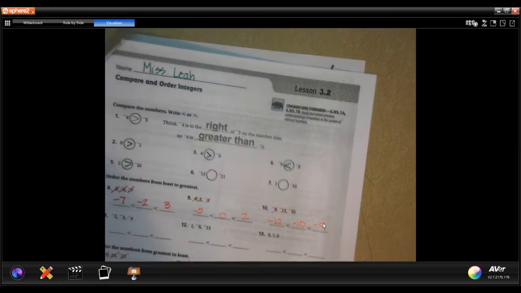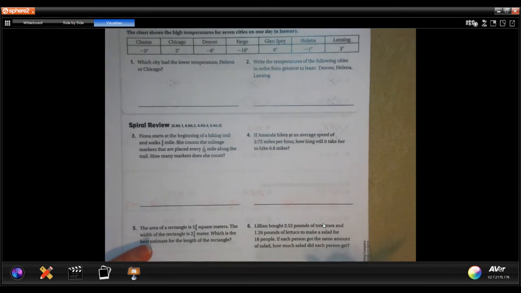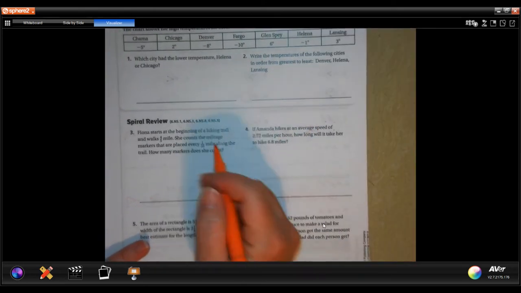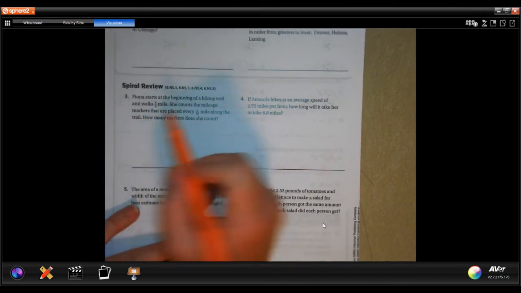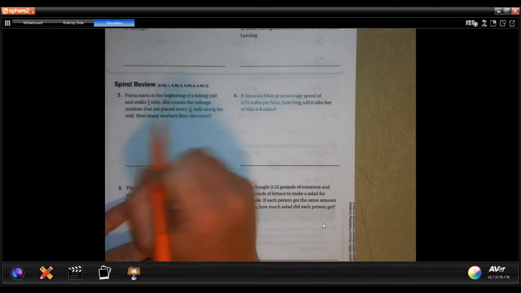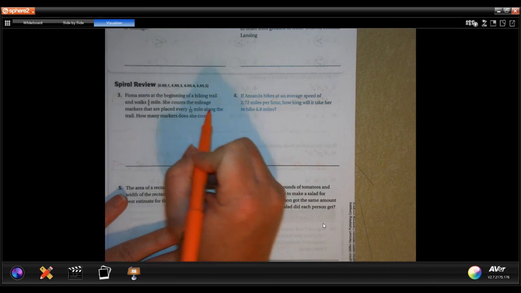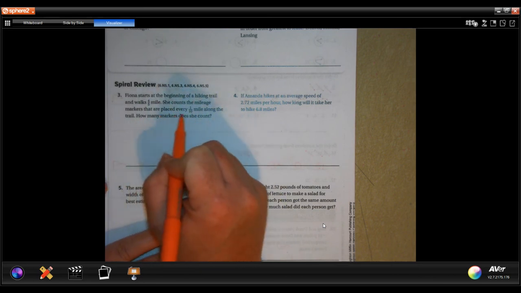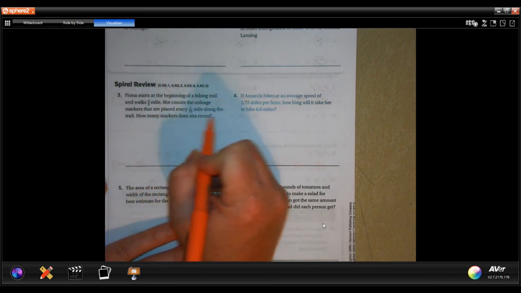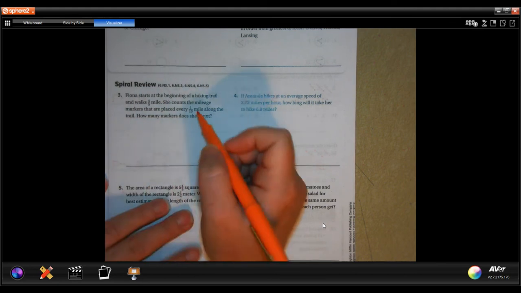Okay, I'm going to go over. You guys are going to do the lesson check. Okay, and we are going to start on the spiral review. Fiona starts at the beginning of a hiking trail and walks 4/5 of a mile. She counts the mileage markers that are placed every 1/10 of a mile along the trail. How many markers does she count?